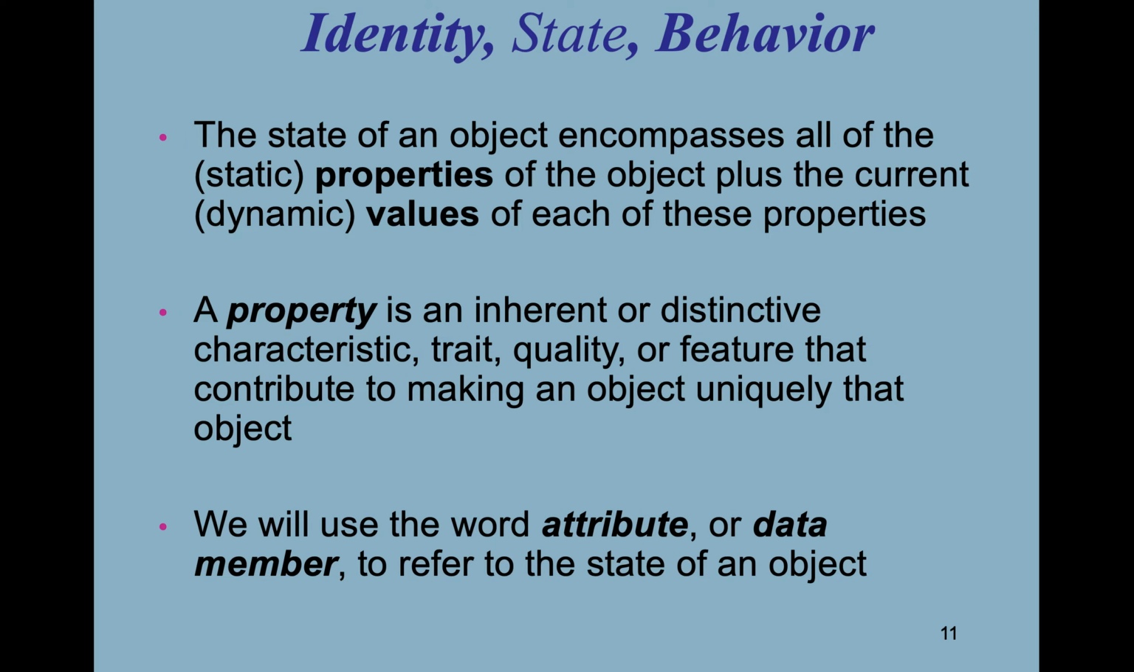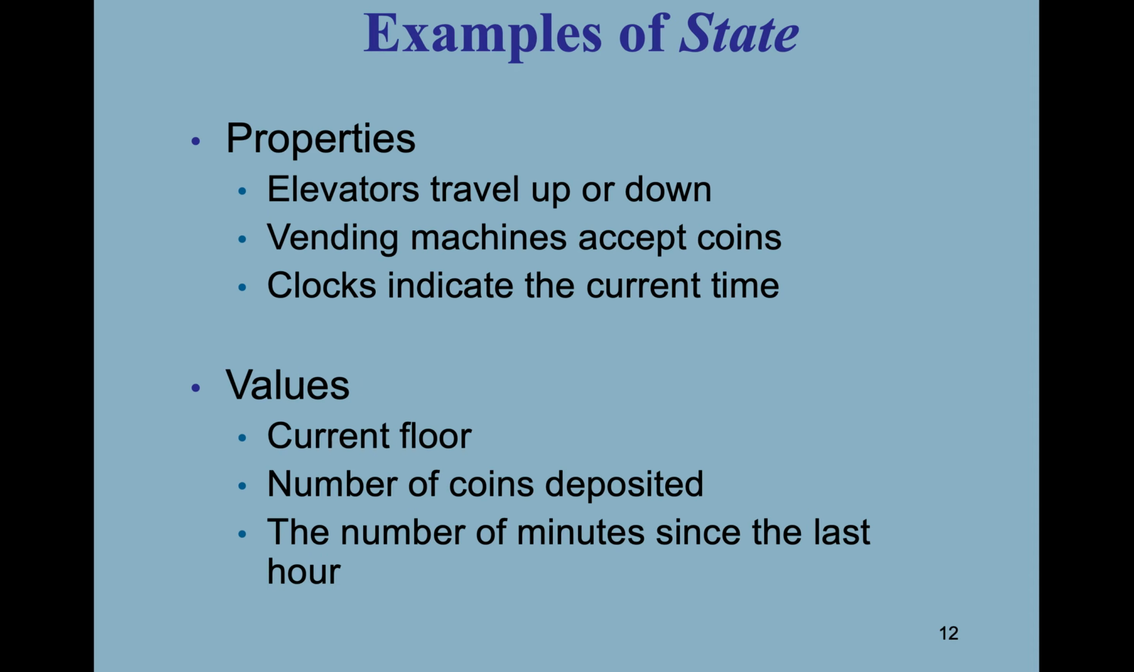And just imagine this as a real world object. The states would be what's happening to it right now and what's going on with it. So we'll use the word attribute or data member to refer to the states of an object. So properties in the elevator example might be the elevator traveling up or down, a vending machine accepting coins, how many coins are in the vending machine, clocks that indicate the current time. The values associated with, let's say, an elevator going up or down might be the current floor, the number of coins deposited in a vending machine, or the number of minutes since the last hour, perhaps for the clock example.